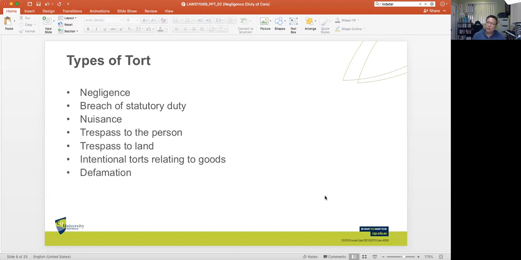We will also recall when we viewed the Module 1 video that there are many kinds of torts. You can have a tort based on negligence. There could be a tort based on a breach of statutory duty. It could be based on nuisance, trespass to the person, trespass to land, intentional torts relating to goods, as well as defamation. A lot of these types of tort lead to physical injuries or physical harm. But as we know, there can also be economic loss. There can also be psychiatric harm or psychiatric injury as well.